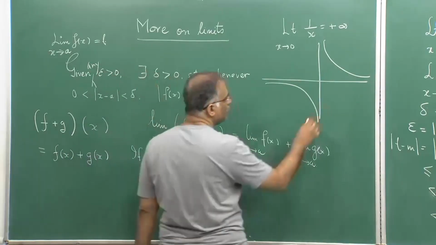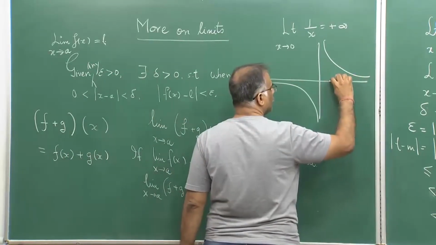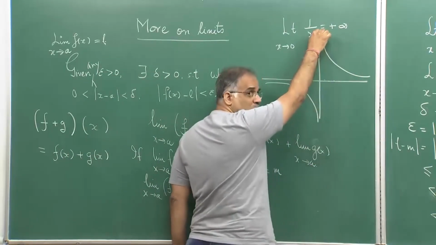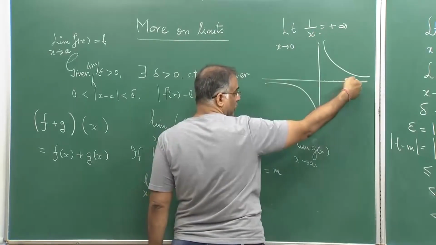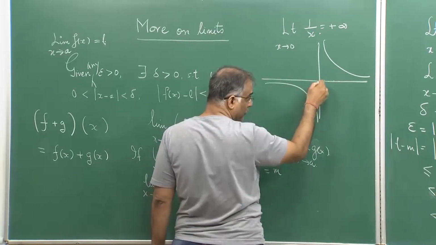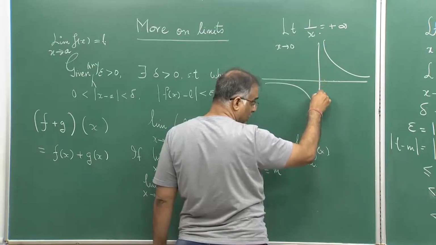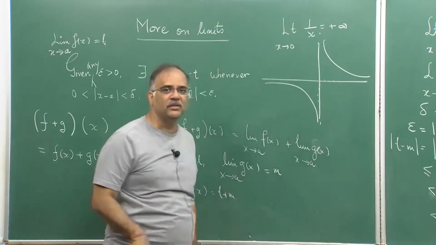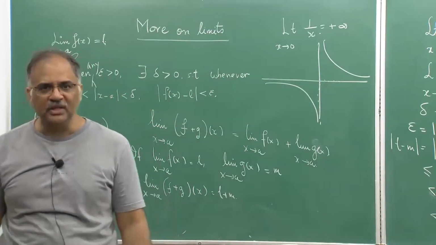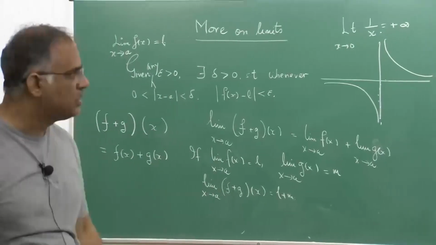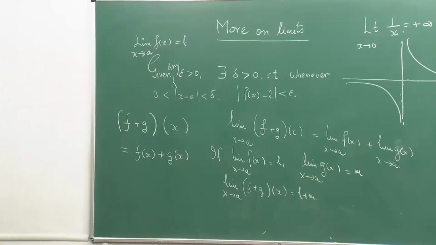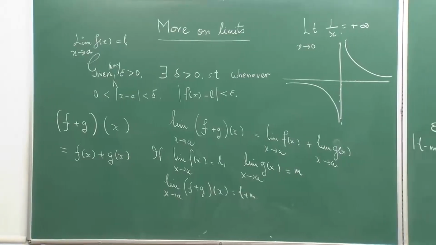So, when x goes towards 0, the function value blows up towards plus infinity when it is coming from the right side, but when it goes from the left side for the function f(x) equal to 1 by x, it goes down to minus infinity. So, the two limits, left and right, are not the same, so you cannot write such statements. So, the limit does not exist in that case.